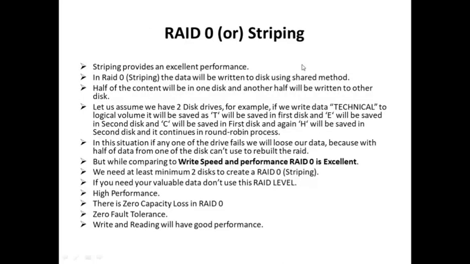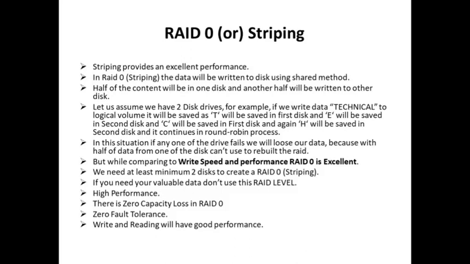So moving forward, coming to RAID 0, that is striping. Striping provides excellent performance. In RAID 0, the data will be written to disk using the striping method. Half of the content will be in one disk and the other half will be written to the other disk. So let us assume we have 2 disks.